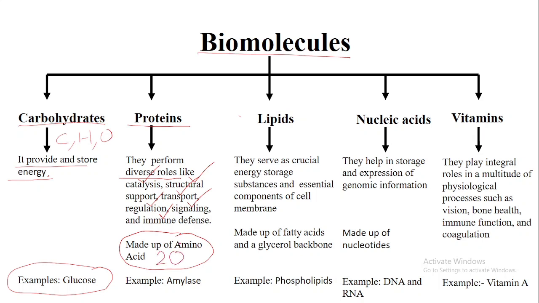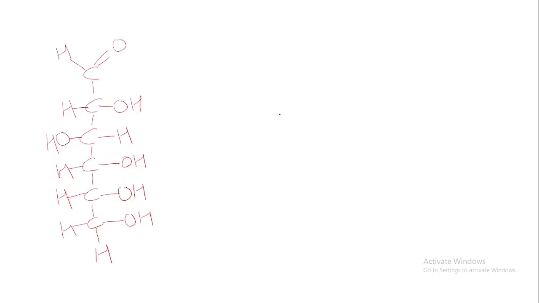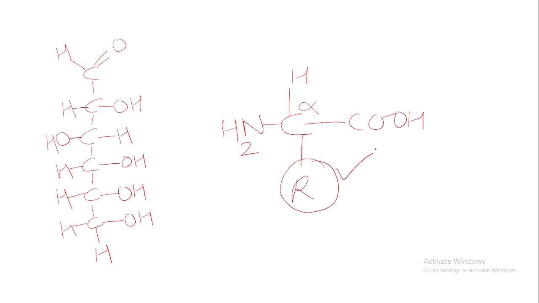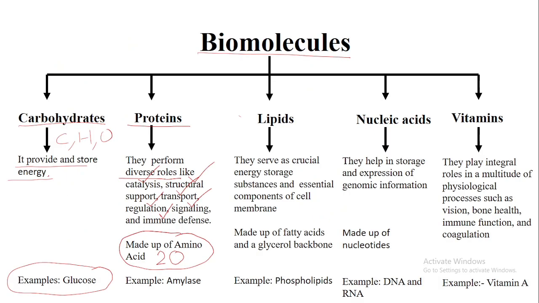Proteins are made up of 20 amino acids. This is the structure of an amino acid. The alpha carbon is attached to a carboxyl group, an amino group, a hydrogen atom and an R group. This R is different in the 20 amino acids.